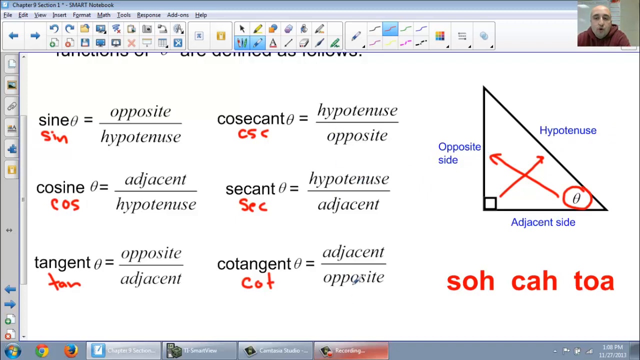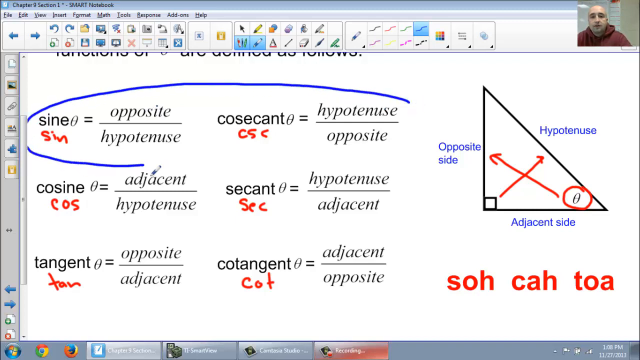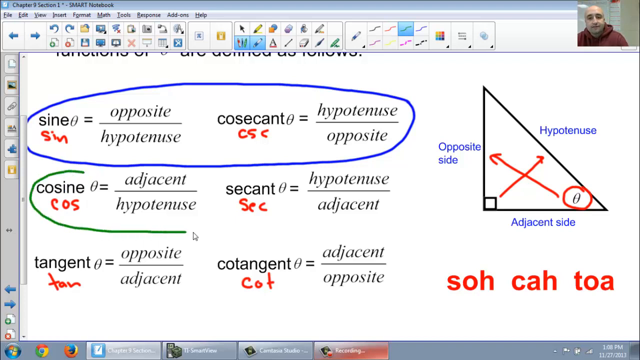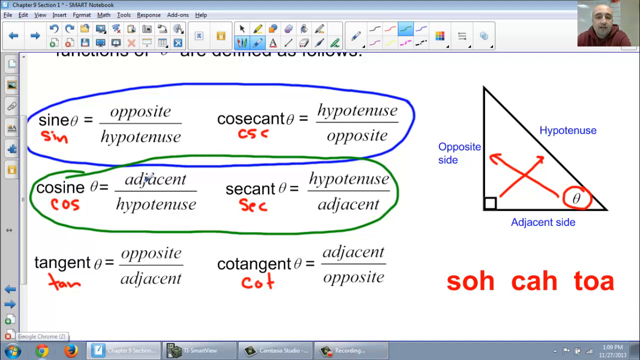So now, if we notice here, sine and cosecant are reciprocals of each other. If you want to put a circle around these 2, these always go together. These are a pair. If you know the sine, you know the cosecant is the reciprocal. So opposite over hypotenuse turns into hypotenuse over opposite. Cosine goes with secant. Those 2 are paired together. They are reciprocals of each other. Adjacent over hypotenuse turns into hypotenuse over adjacent.